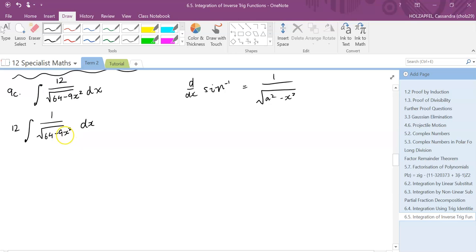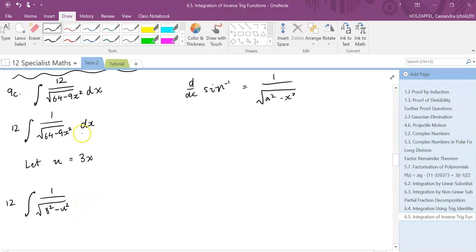So what I'm actually going to do is I'm actually going to let u equal to 3x, and then when I rewrite this, I can rewrite this as 12 times the integral of 1 over the square root of 64 minus u squared, because then this will be u squared in here. And I should also write that as 8 squared as well. Let me change that. Okay, there we go. Just fixed up those couple of little boo-boos.